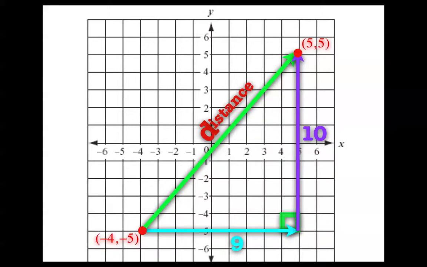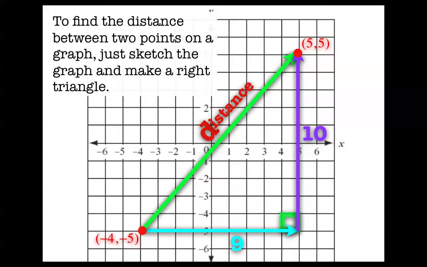If you want to pause the video, you can count the number of little boxes on the grid to make sure I did that right. But basically that's all I did, I counted the little boxes on the grid. And since I went to the right and then straight up, it made a right angle, which made a right triangle. That means to find the distance between any 2 points on a graph, all I have to do is sketch out the right triangle and then find the hypotenuse of that right triangle to find the straight distance between those 2 points.